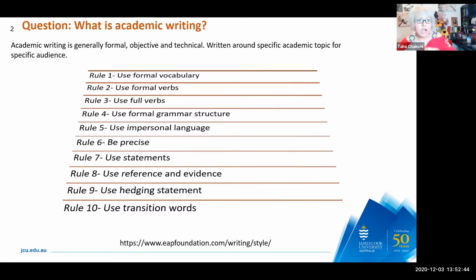So instead of saying I or we, you can say the researchers or this study. So do not make it personal when you're writing academically. Be precise, be absolutely clear, because if anything, academic writing is all about being clear and detailed. So anything that you say has to be exact, detailed, and accurate.